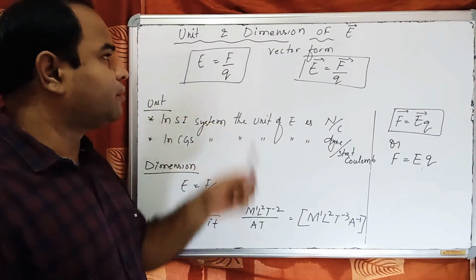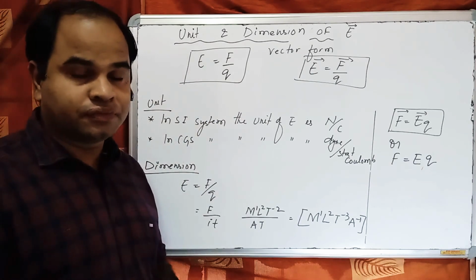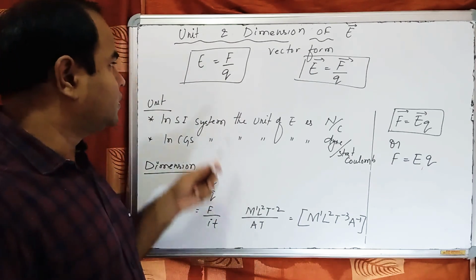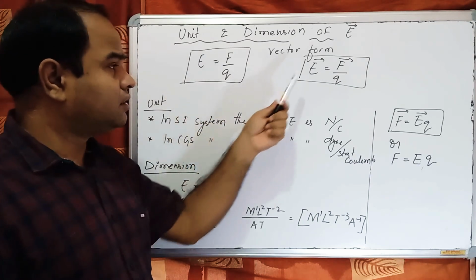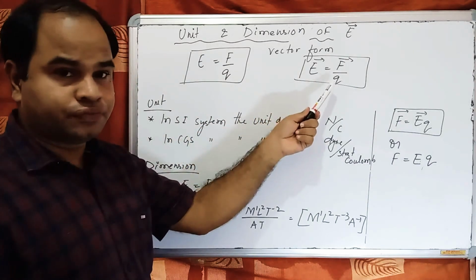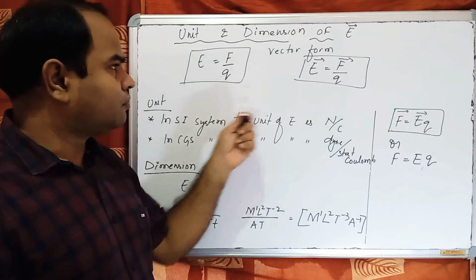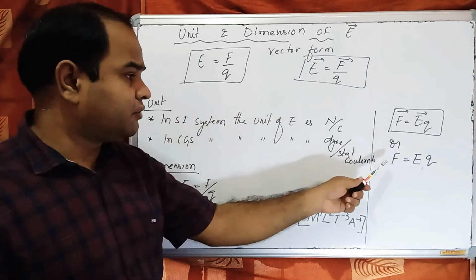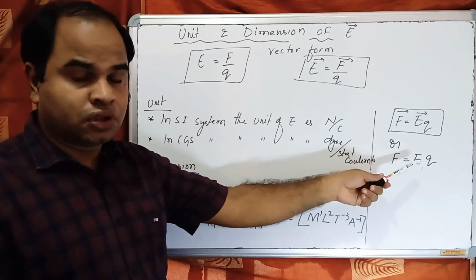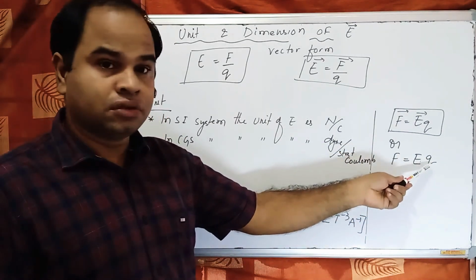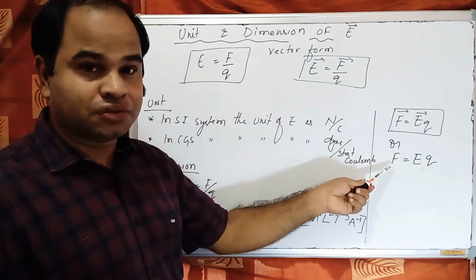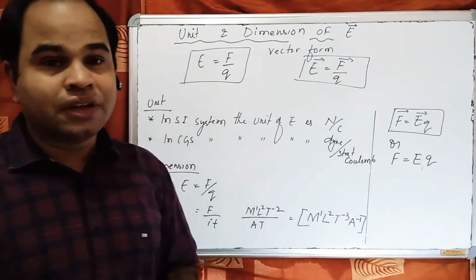Next is the unit and dimension of electric field. We have discussed that E is equal to F by q. In vector form we can write E vector is equal to F vector by q. From this we can also write F is equal to Eq. If you put a charge in an electric field, it will experience a force.